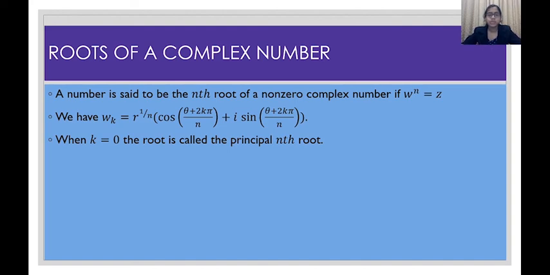So the formula is wk is equal to r raised to 1 by n cos of (theta plus 2k pi) by n plus i sin of (theta plus 2k pi) by n, and it depends upon the value of k, which varies from 0, 1, 2, 3, etc., up to n minus 1.